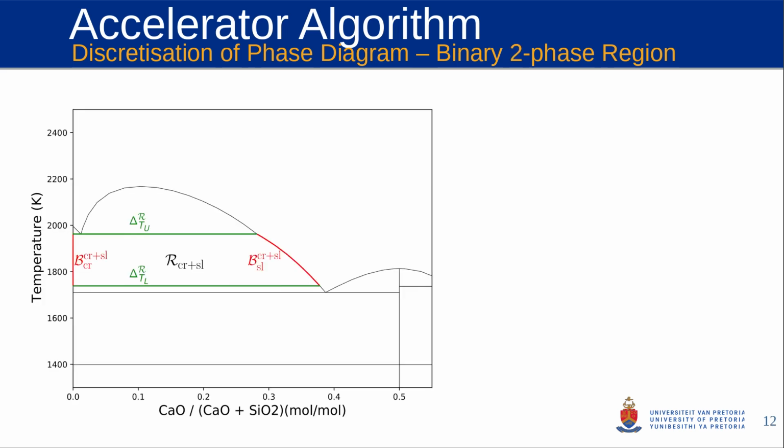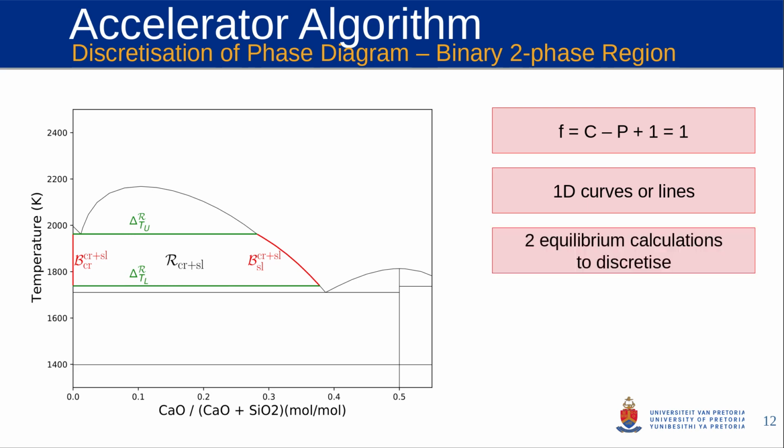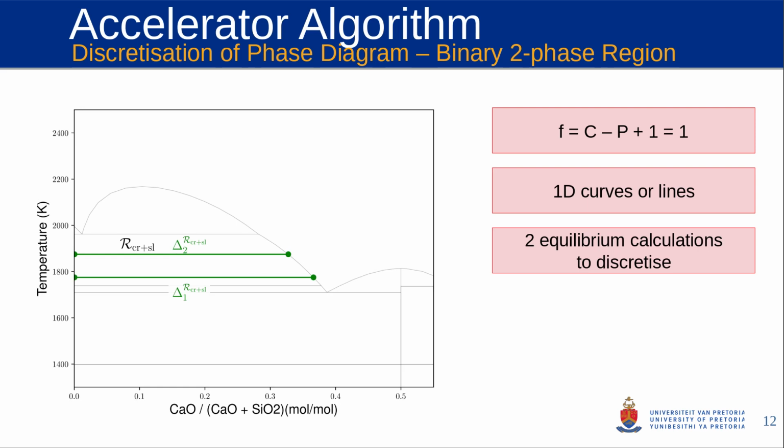Similarly, if we look at the two-phase region in the same system, the degrees of freedom is calculated to be 1, which means that the phase region boundaries are 1D curves or lines, meaning that 2 equilibrium calculations are required to discretize the phase region boundaries. So if we perform our 2 equilibrium calculations, we can see the tie lines discretize the phase region boundaries, and we can combine these two to create an interpolation cell, again storing this to the database for later recall.